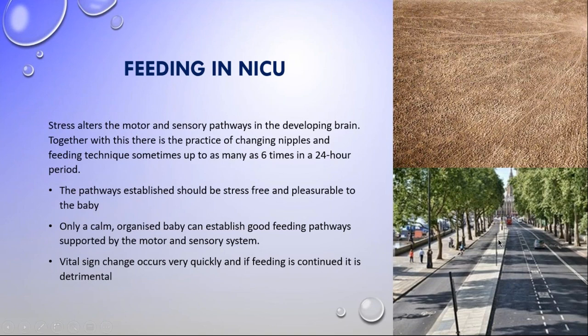Stress, and when I say stress, the stress hormone cortisol alters the motor and sensory pathways in a developing brain. Remember, and we will cover this in December, the brain between 26 weeks to 40 weeks has to grow 70%. The brain at 26 weeks is smooth. The brain at 40 weeks has got convolutions. Your intelligence sits in your convolutions. If the pathways have been haphazard, this is what happens in that brain.